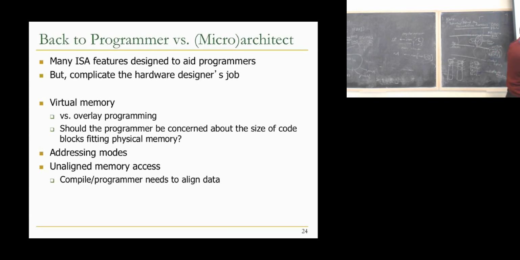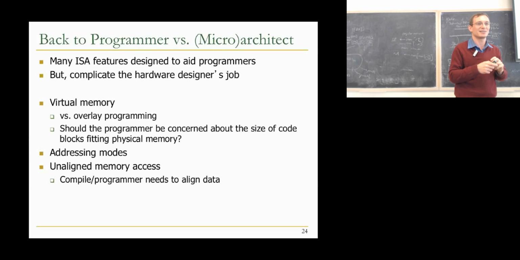Addressing modes, we've discussed this. Unaligned memory access. Again, if you have more addressing modes, it's good for the programmer in general, but it's hard for the microarchitect. Unaligned memory access, if you support it, is good for the programmer again. It's harder for the microarchitect. Does that make sense? Because if you do not have unaligned memory access, the compiler or programmer needs to align the data. Let's take a look at alignment.